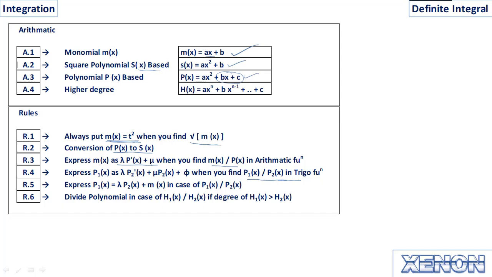Now, when we get the integrand in the form of p1(x) upon p2(x) in arithmetic function, then we will express p1(x) equals lambda p2(x) plus m(x), right? Where p1(x) is also a function of degree 2 and p2(x) is also a function of degree 2, right? When we will be getting the integrand of the form h1(x) upon h2(x), where the degree of h1(x) is greater than h2(x), then we will actually divide the polynomial in this case, right?